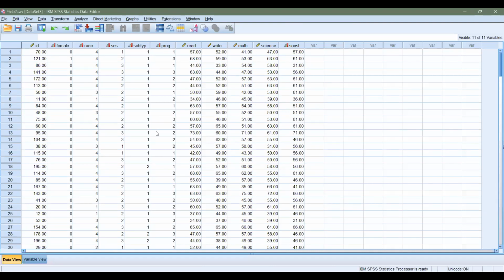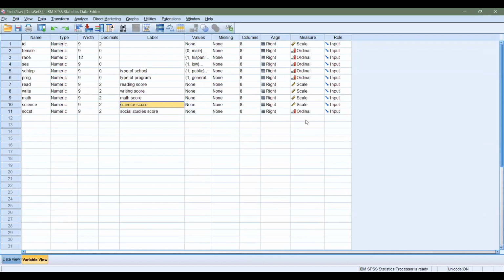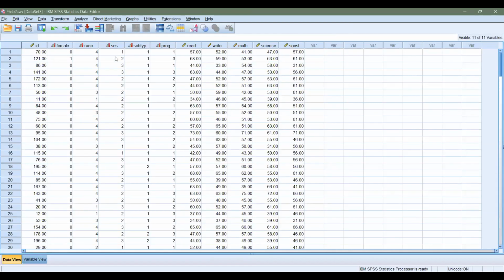Okay, social science marks, why is it in ordinal? I have to change it to scale, because this is also scale. That is very important, to define what type of variable you have.